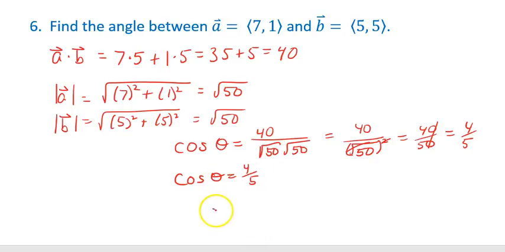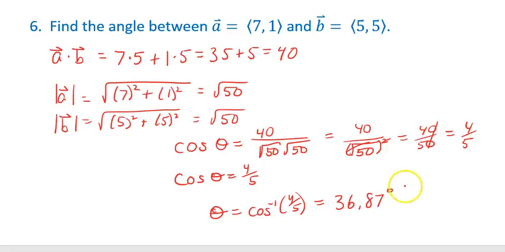Now I want to find the angle, so I have to do the inverse, so cosine inverse of 4/5. Type it in, making sure I'm in degree mode if I have changed that, and I get 36.87, which is degrees, so I put a degree symbol.